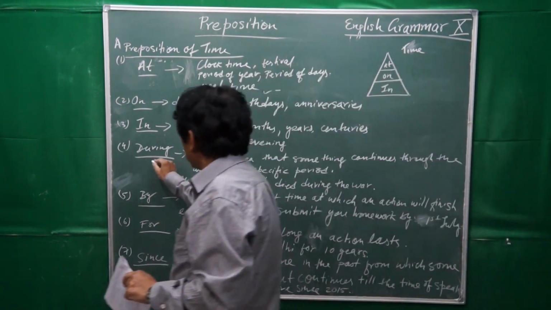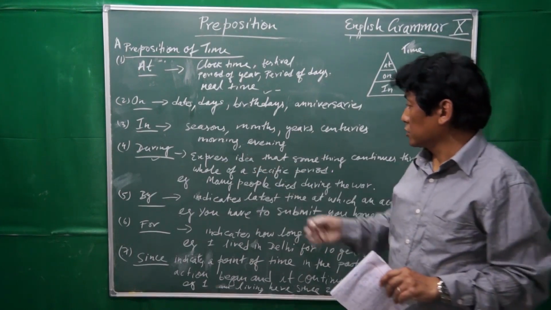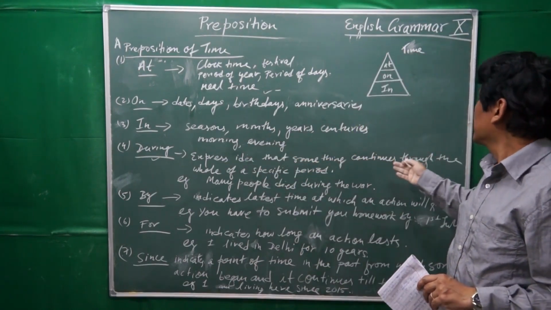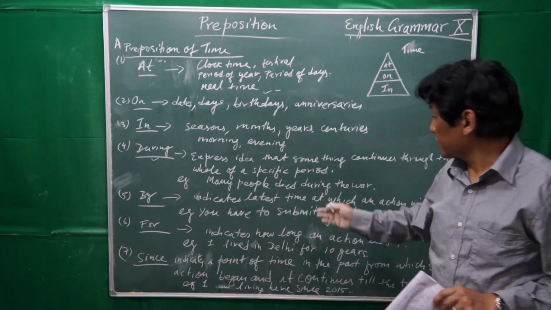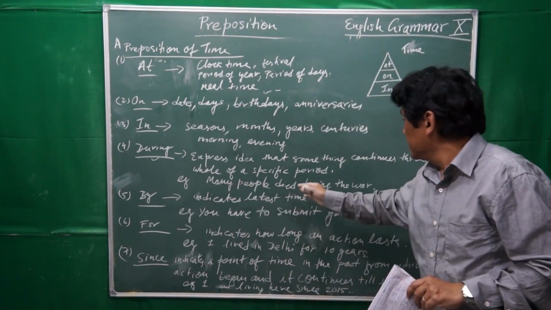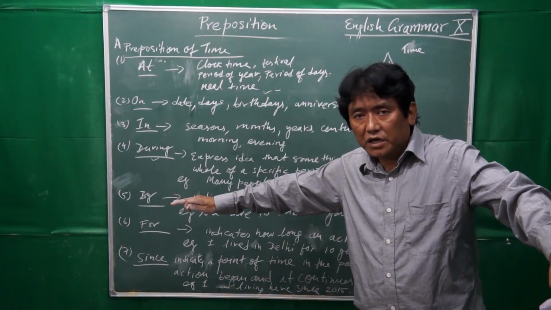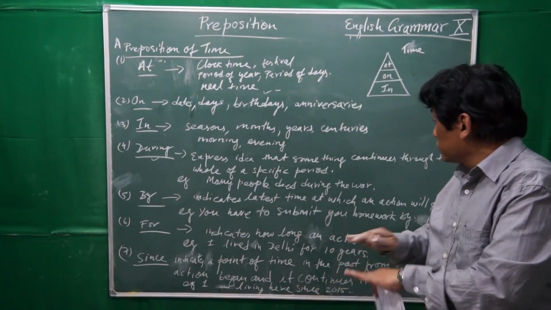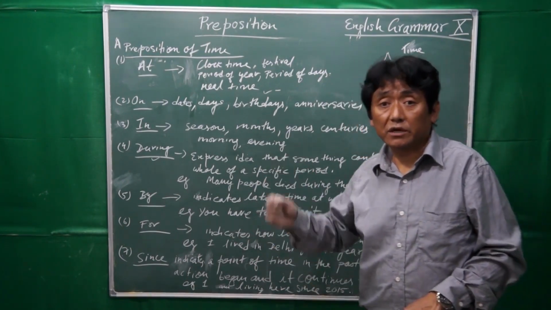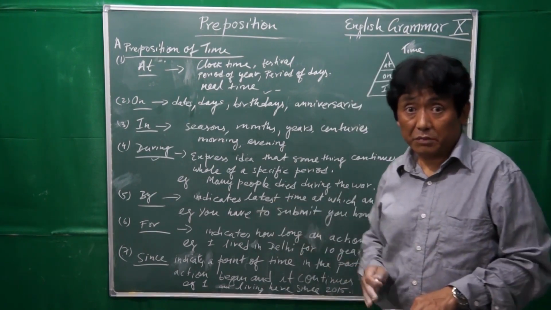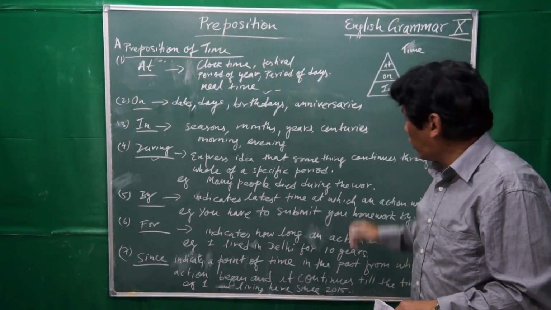Now we move on to the next. During. Now during is used to express the idea that something continues through the whole of a specific period. Supposing we write a sentence here: many people died during the war. During means a period of time. We are using during to indicate that period of time. During the war, war is not just for one day only. It extends, right? Many days, many years also. So we use during in front of the war here.